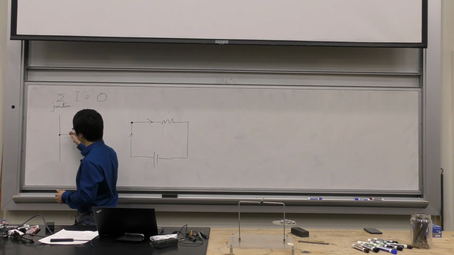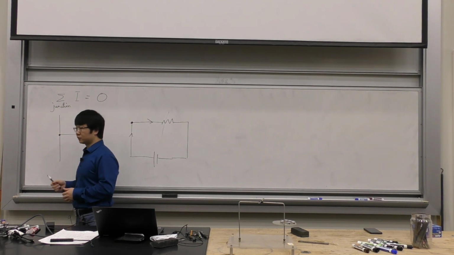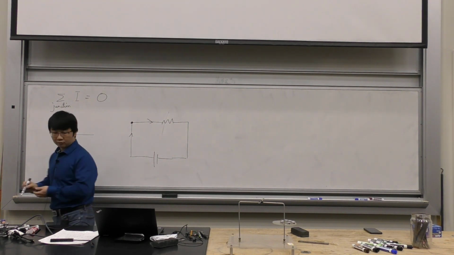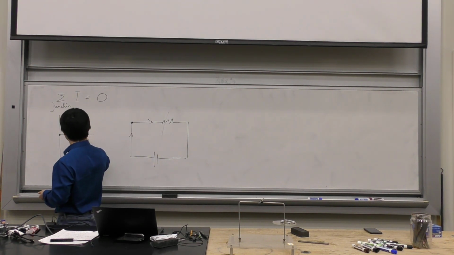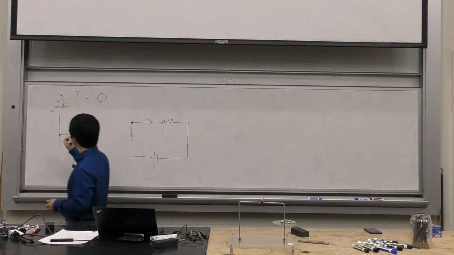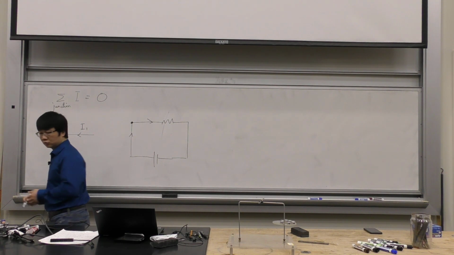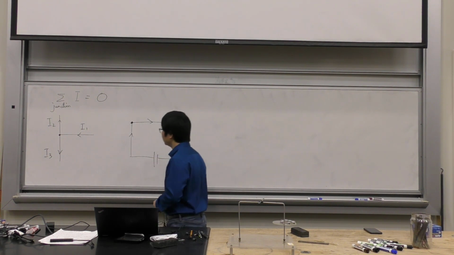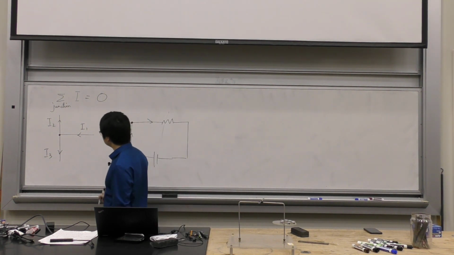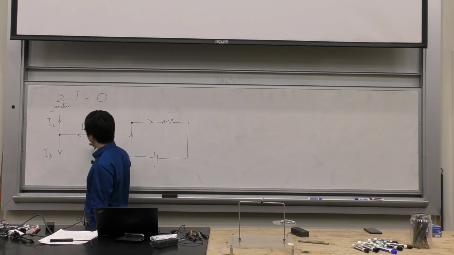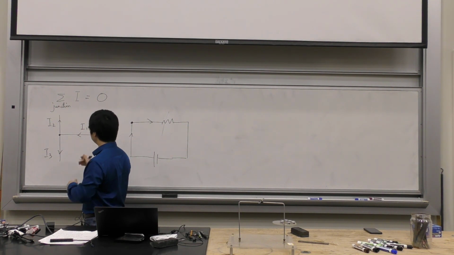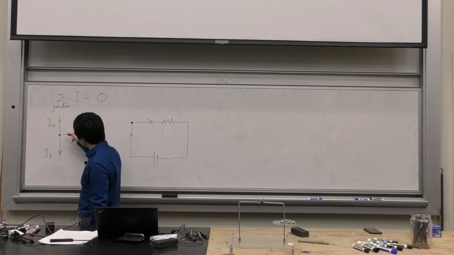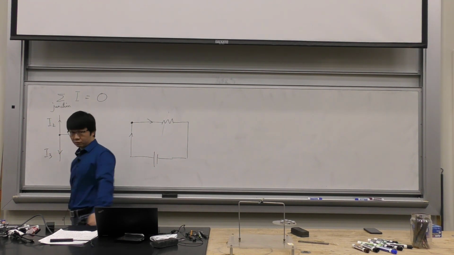This is a junction, because I have 3 different branches, so I should have 3 different currents. If I call this current I1, it is different from this one and this one; none of them are going to be equal. If I call this current I2, and this one, there's another current I3 going down. Obviously, intuitively, you know that I1 goes this way, and then it splits up into I2 and I3.